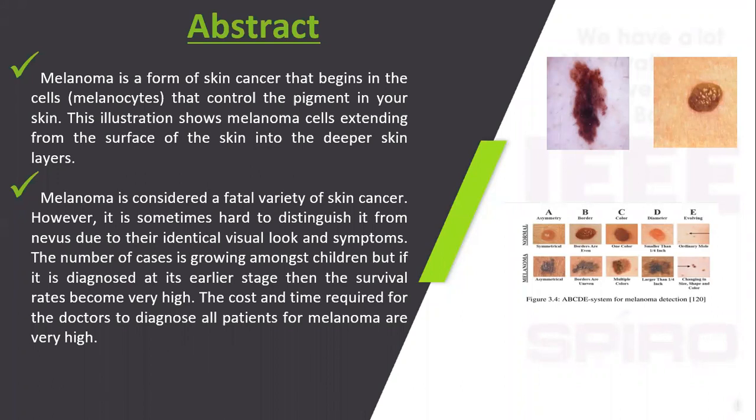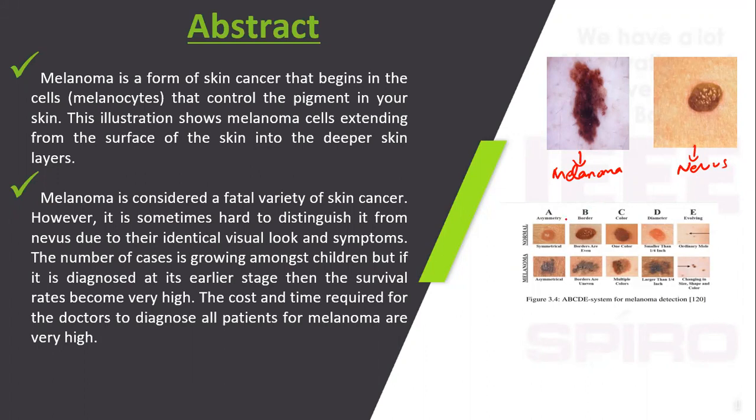Skin cancer is a type of cancer that begins in the cells of melanocytes. Normally, it is difficult to differentiate from the normal cells. See the image on the right side. The first image is a melanoma image or skin cancer image. The second one is nevus or healthy skin.